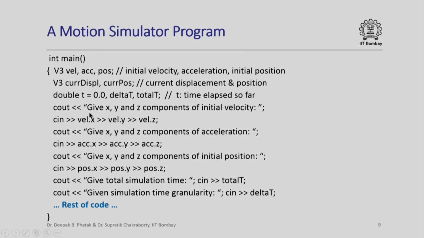So what do we do first? We ask for the x, y and z components of the initial velocity, read them in, ask for the x, y and z components of acceleration, read them in, ask for the x, y and z components of the initial position and read them in. Then we ask for the total simulation time, read in total t, and we ask for the simulation time granularity and we read in delta t.